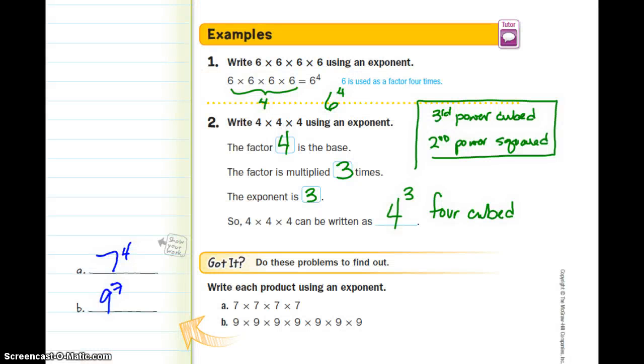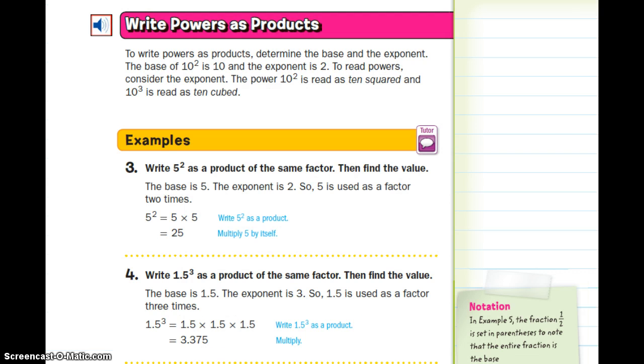These were easy. Did you get 7 to the 4th and 9 to the 7th? Again, big bottom base, little number exponent. Turn the page. So now, when it's asking you to write powers as products, product means to multiply when you talk about math terms. So what they're doing is saying, solve the problem or tell me what the actual number to an exponent is. So in this case, we have write 5 squared as a product of the same factor.